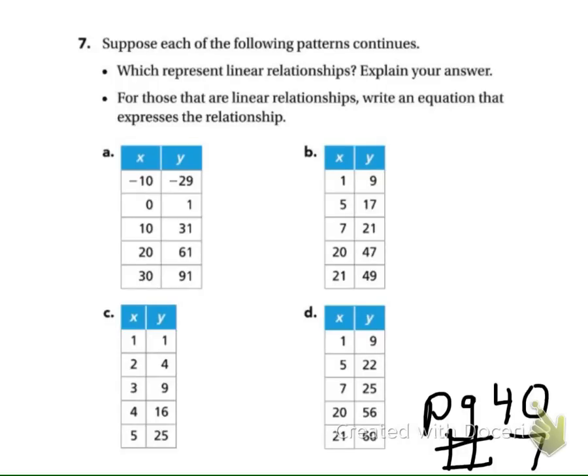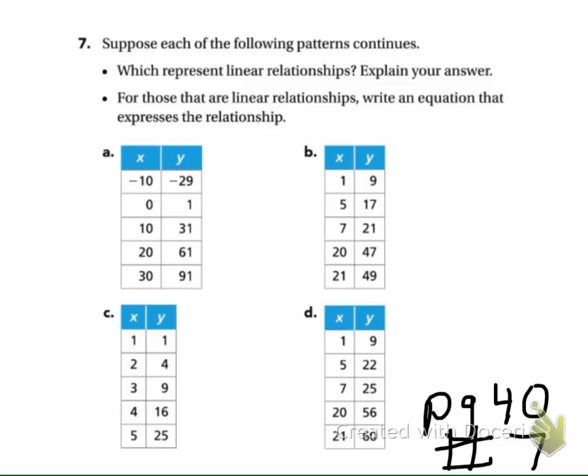Hello, this is the homework video for page 40, problem number 7. This question is asking you to figure out which of these tables for number 7 are linear, and it wants you to explain your answer. And then if a table is linear, they want you to write an equation for that relationship.